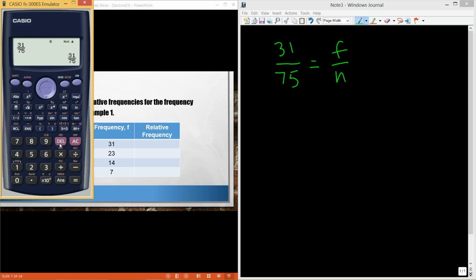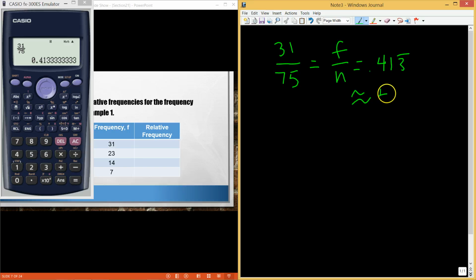Go ahead and hit equals, and now we want to make that in decimal form, so let's hit this key here. See, this says SD, standard to decimal. I'll click on that, and that's 0.4, 1, and then 3 repeating. And so rounded to the nearest whole percentage, that would be what? We have to move the decimal 2 places to the right. Remember doing that? So that would be 41%.